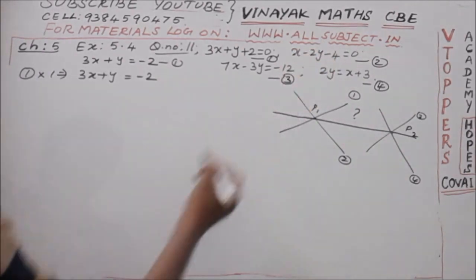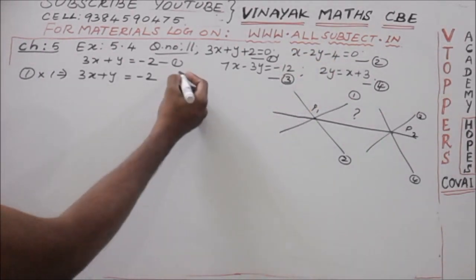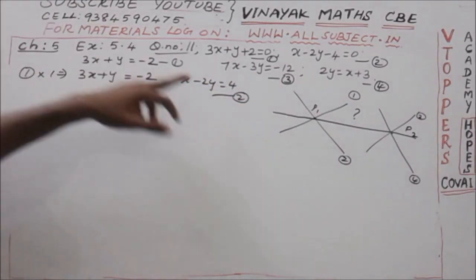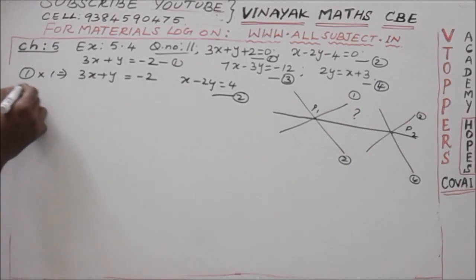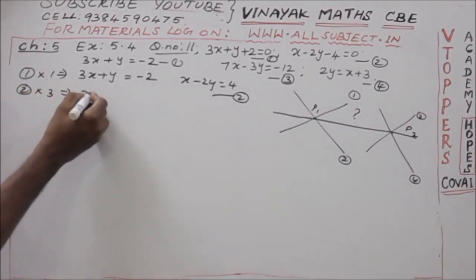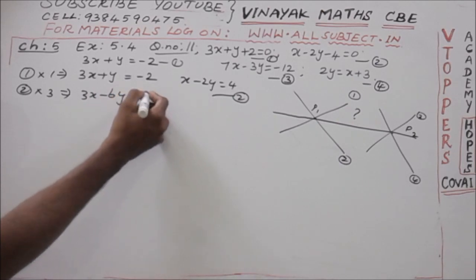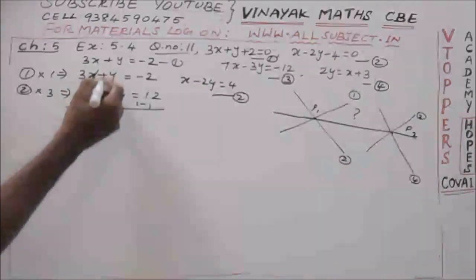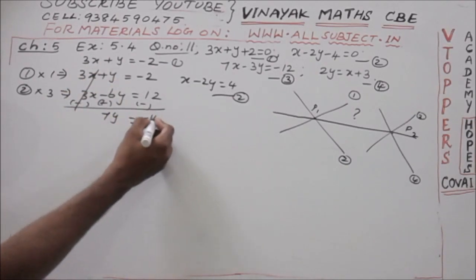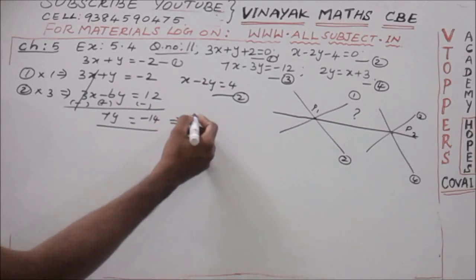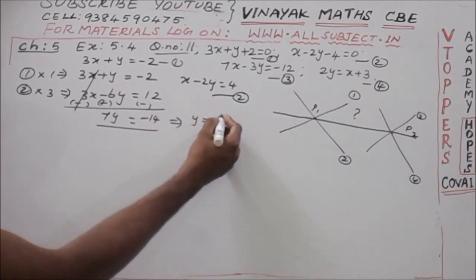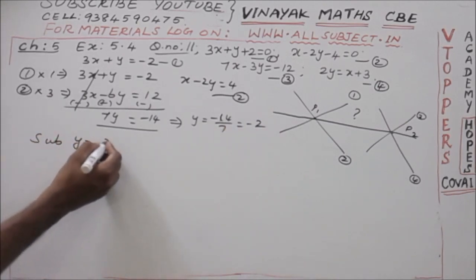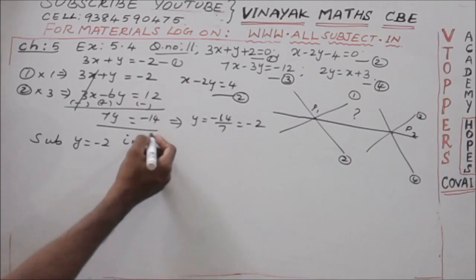Now equation 2 is rearranged as x minus 2y equal to 4. This is equation 2. Now multiply the second equation by 3. 2 into 3 implies 3x minus 6y equal to 12. Now subtracting, the 3x cancels and we have 7y equal to minus 14, which implies y equal to minus 14 by 7 equal to minus 2.